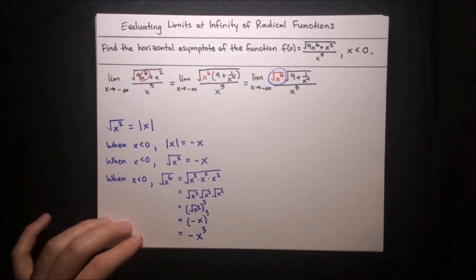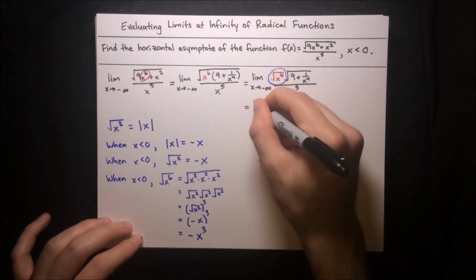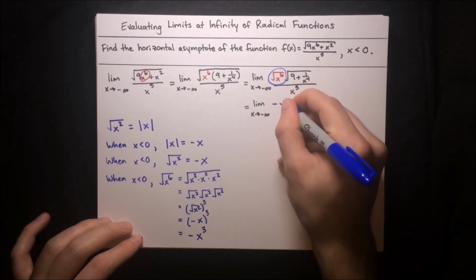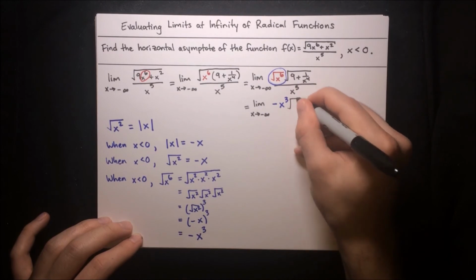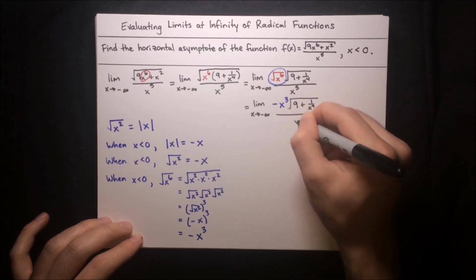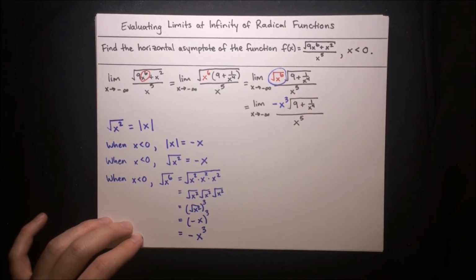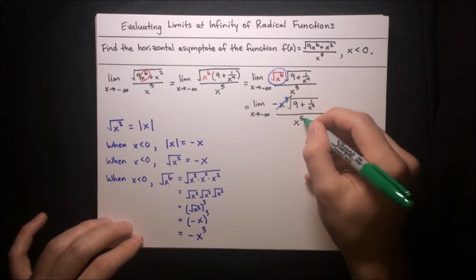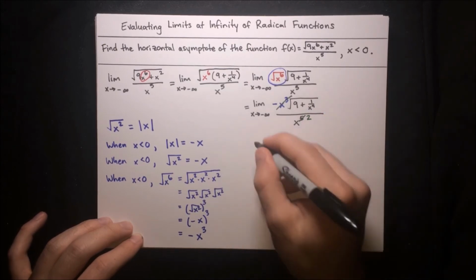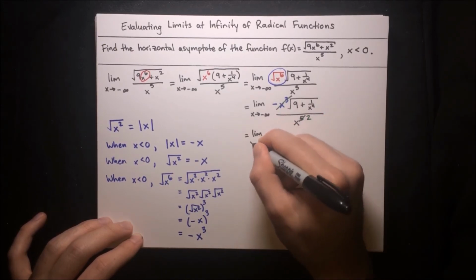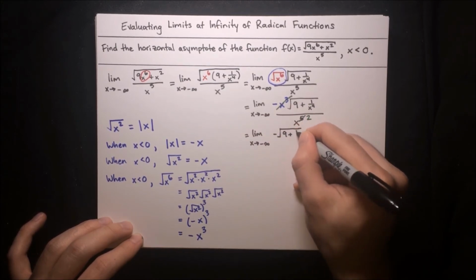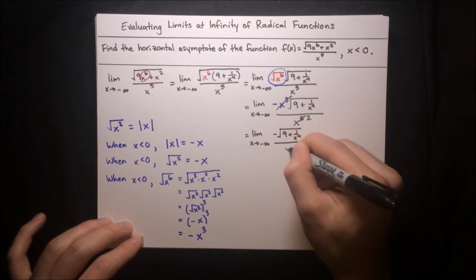So now we can just go ahead and plug that back into the limit. So it's the limit as x approaches negative infinity of negative x cubed times the square root of 9 plus 1 over x to the 4th, all over x to the 5th. And we see that we can make some cancellations. So this x cubed can cancel with this x to the 5th in the denominator. This power 5 is reduced down to a power of 2. So writing this again, this is the limit as x approaches negative infinity of negative square root of 9 plus 1 over x to the 4th, all over x squared.